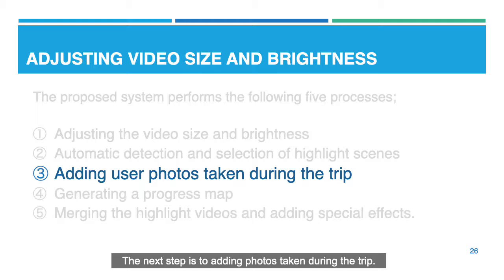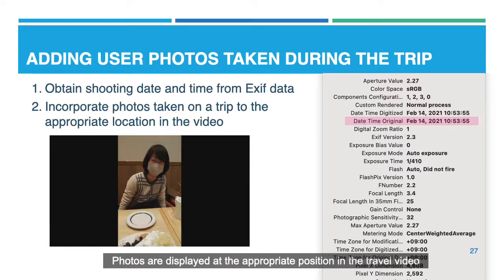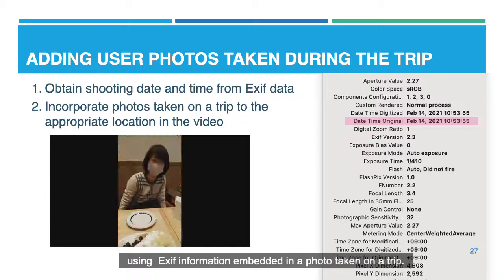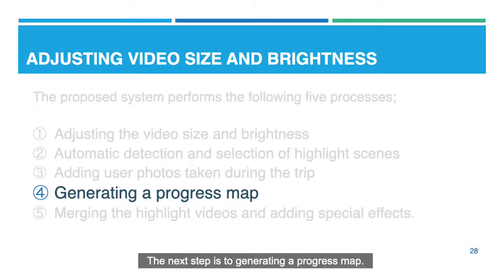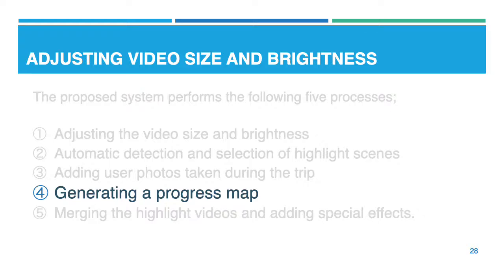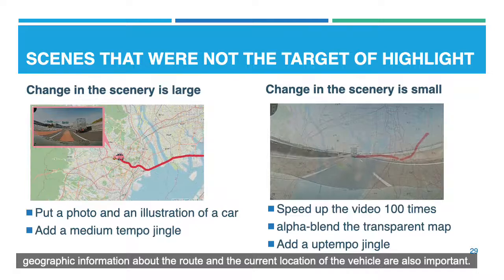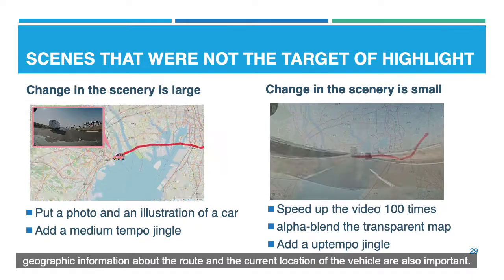The next step is adding photos taken during the trip. Photos are displayed at the appropriate position in the travel video, using EXIF information embedded in a photo taken on a trip. The next step is generating a progress map. When traveling by car, geographic information about the route and the current location of the vehicle are also important.